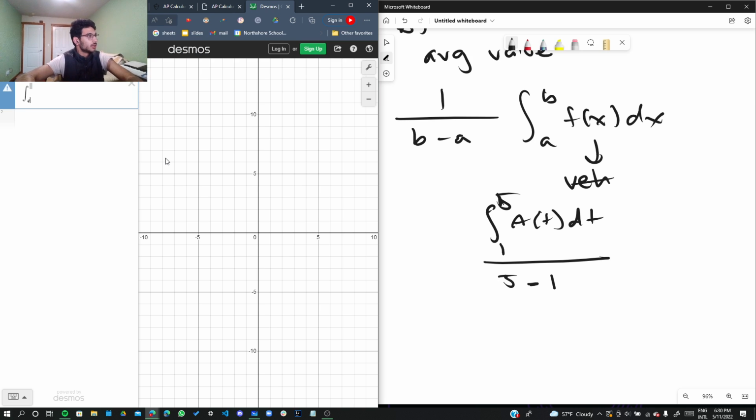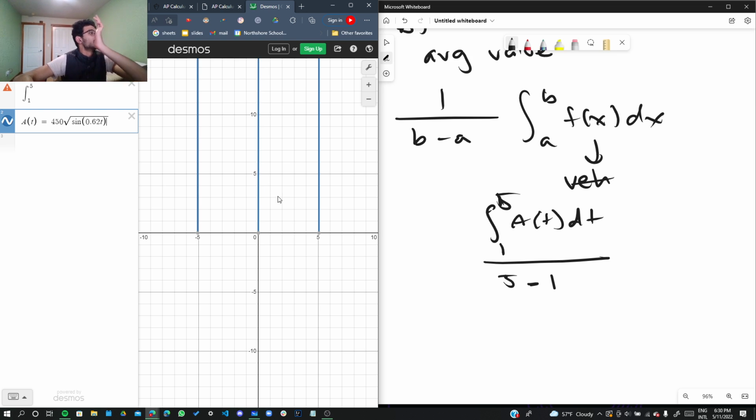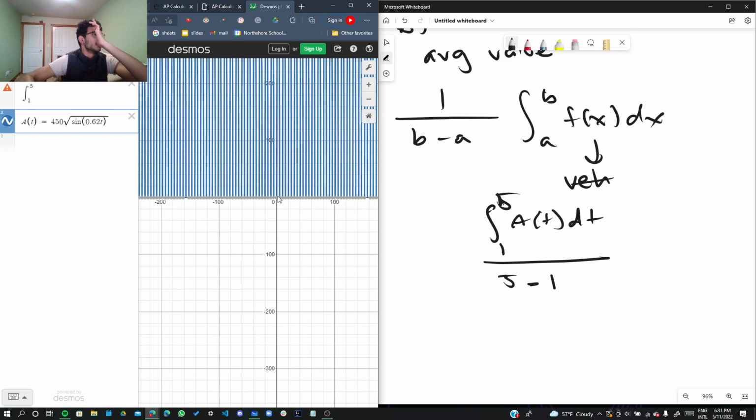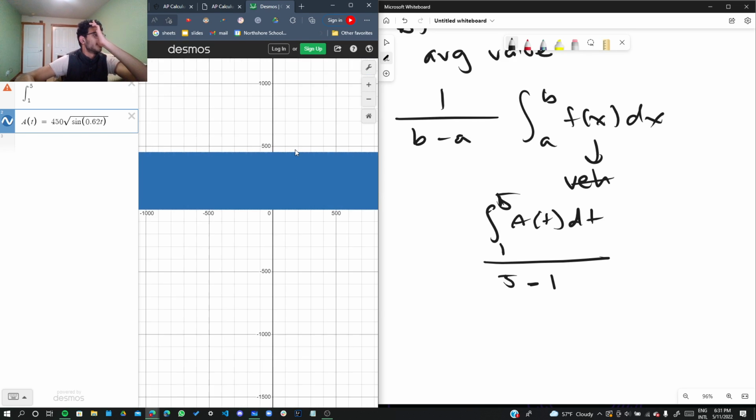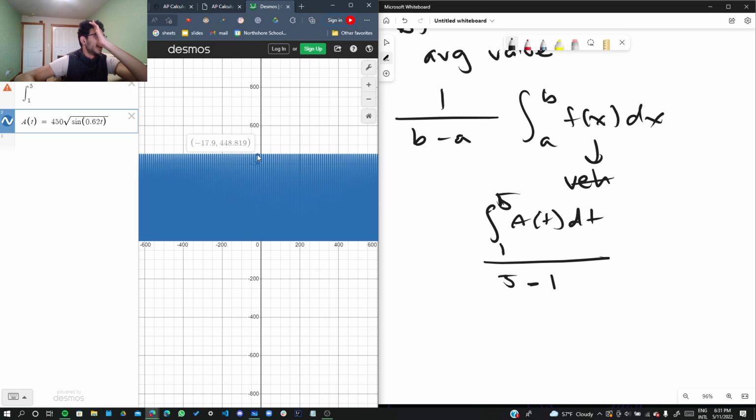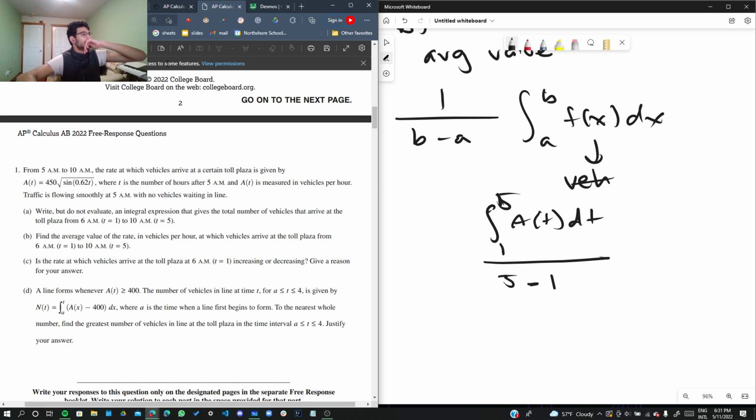So integral from 1 to 5. I'm just going to say a of t is equal to 450 times the square root of sine, I'm pretty sure 0.62t. There we go. This is a weird function. Okay, but yeah, this makes sense. Amplitude is 450. All right. Yeah, that's right.